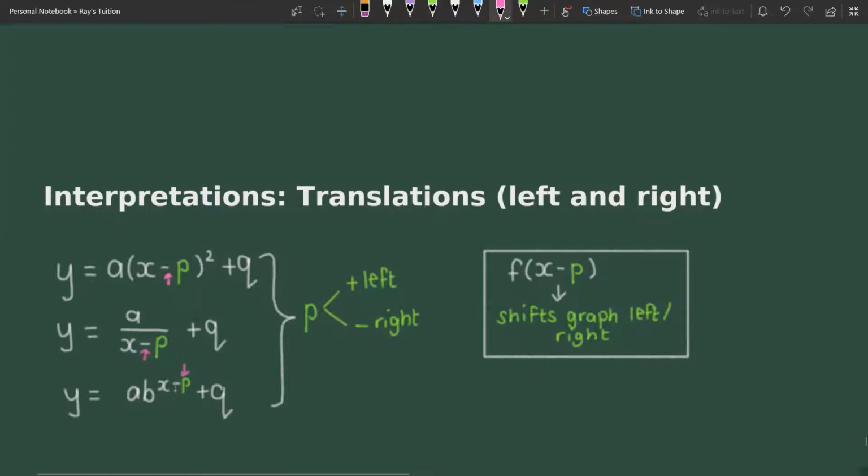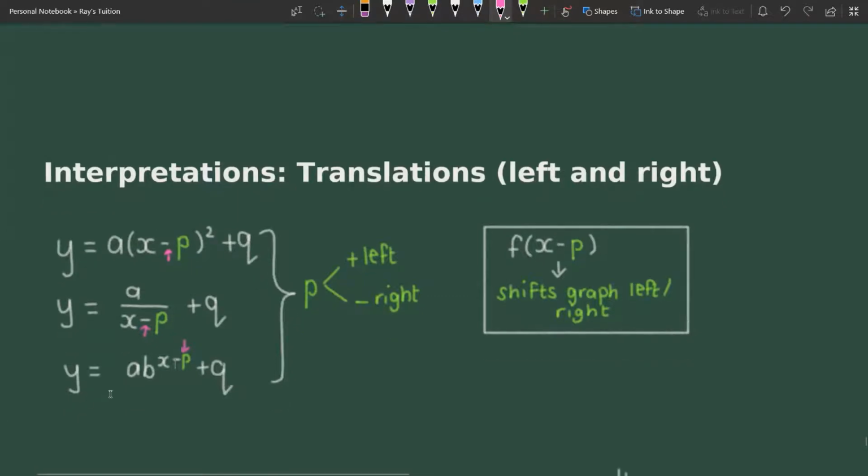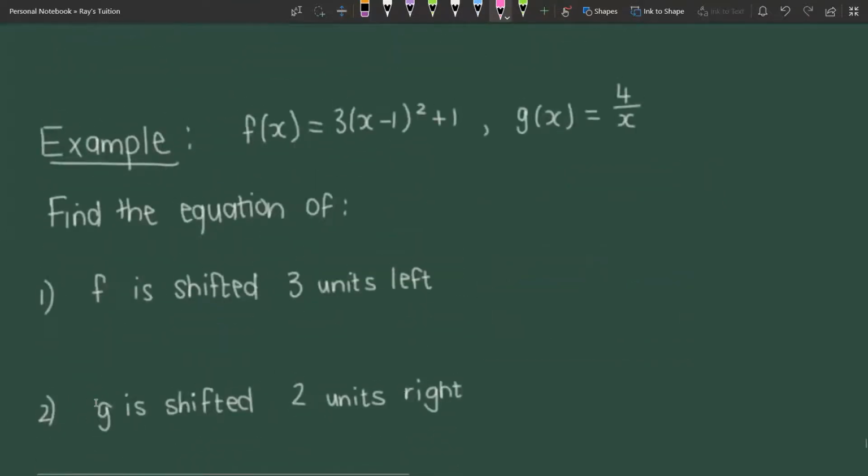So let us have a look at an example. Here we have the graph f of x, which is equal to 3(x minus 1) squared plus 1. This is the graph of a parabola. And then we have g of x equals 4 over x, which is the graph of a hyperbola. You should be able to look at the equation and differentiate what type of graph you're looking at. It says f is shifted 3 units to the left, and we have to find the equation. So we're looking for the equation of f, and left is plus, so f of (x plus 3).